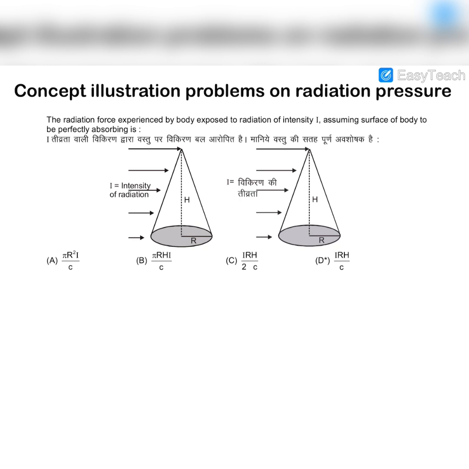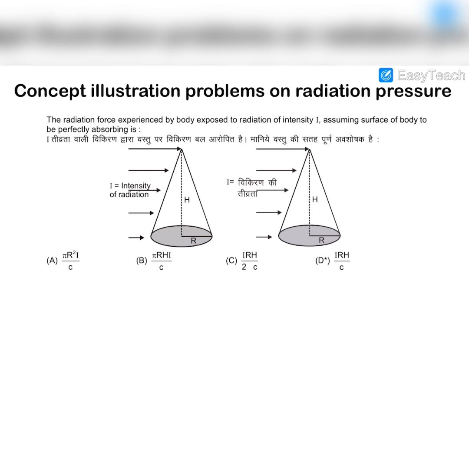In this video, we are going to discuss some concept illustration problems on radiation pressure. In this case, you can see that there is a uniform radiation of intensity I which is exposed on a cone of height h and radius r. The surface of the cone is perfectly absorbing. So we have to find out the force acting on this cone.